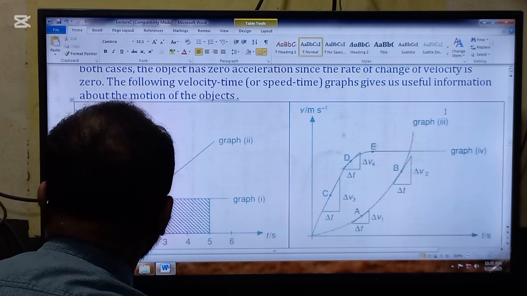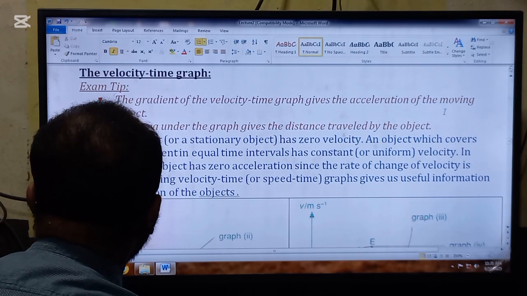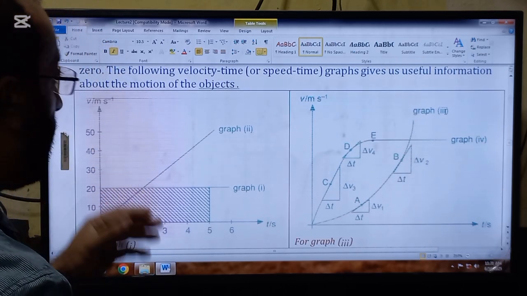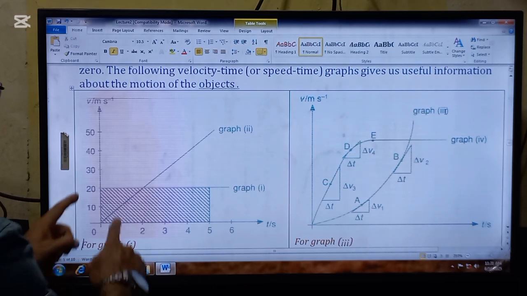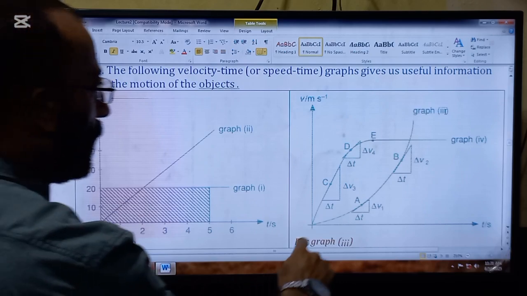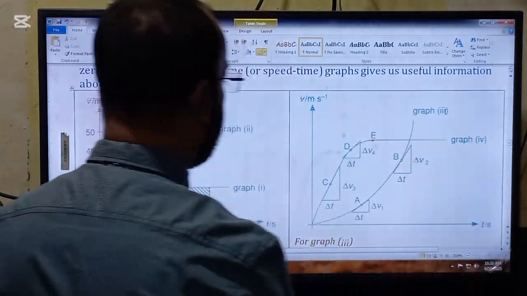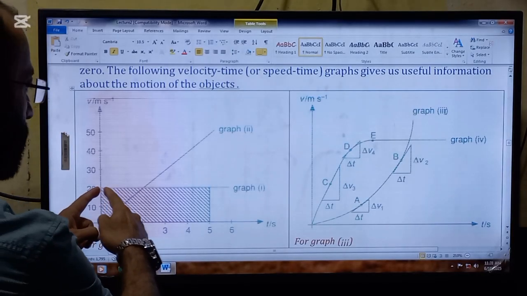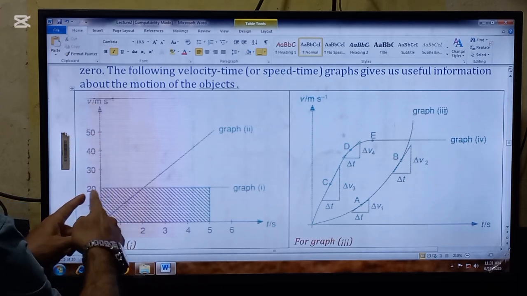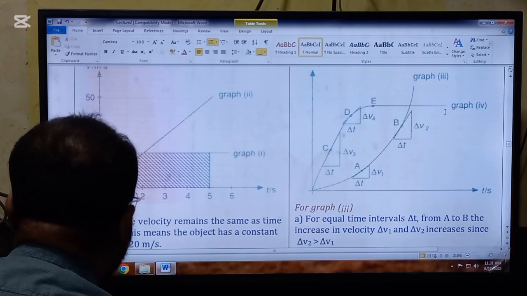Okay, the next topic is the velocity time graph. So here are four types of graphs. This is graph 1, this is graph 2, this is graph 3, and this is graph 4. Graph 1 is a horizontal line which is maintaining its speed at 20 meters per second. So first we are going to discuss this graph.